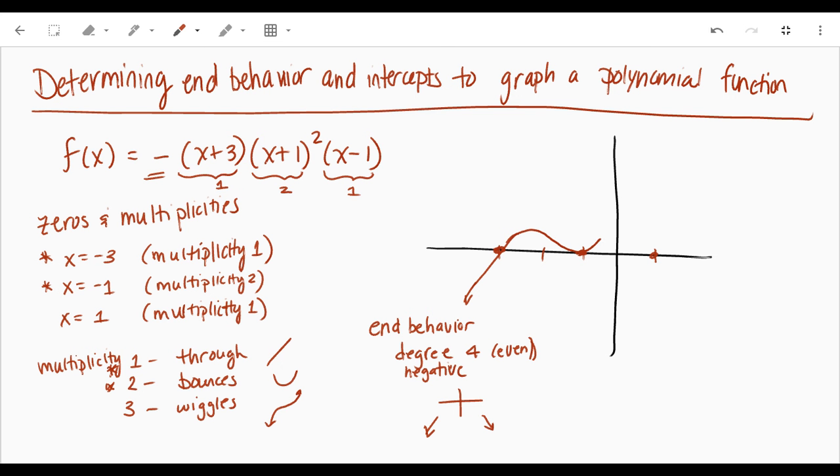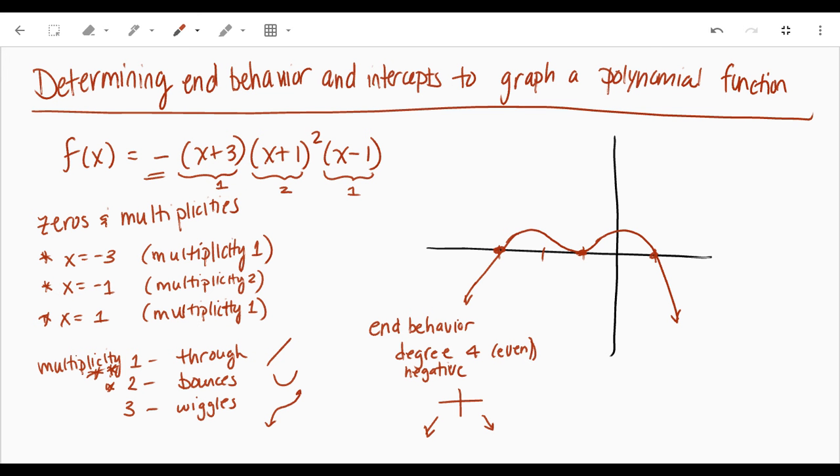Okay, and then at x equals 1, the multiplicity is 1 again, so we're going to go back through. And just like we said, it should end down. That's going to be a nice little check there that you did it right. Okay, the last little piece of the puzzle that I think they might want you to get is the y-intercept. Yep, they do.